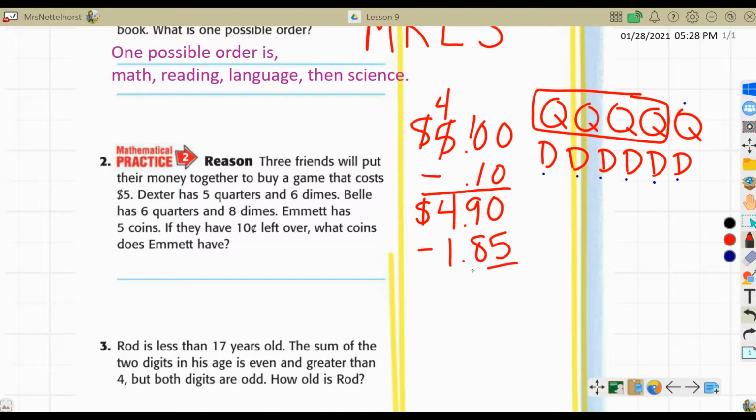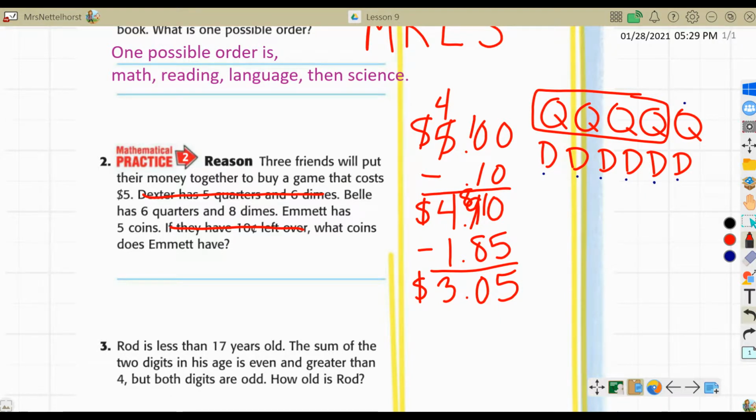So I'm going to subtract from $4.90 $1.85. So again, I'm going to subtract in the ones place first. 0 minus 5. You can't do that. So I'm going to borrow from the 9 and make it an 8. Make this a 10. 10 minus 5 is 5. 8 minus 8 is 0. Decimal point. 4 minus 1 is 3. So I have $3.05 left. So I've already done Dexter. I'm going to cross this out. Okay. I've already done the 10 cents left over too.